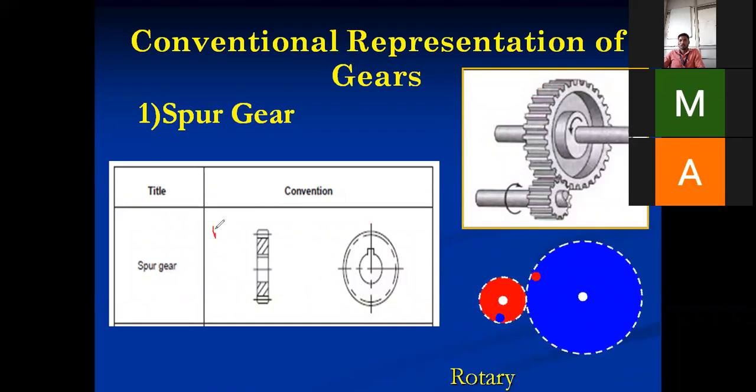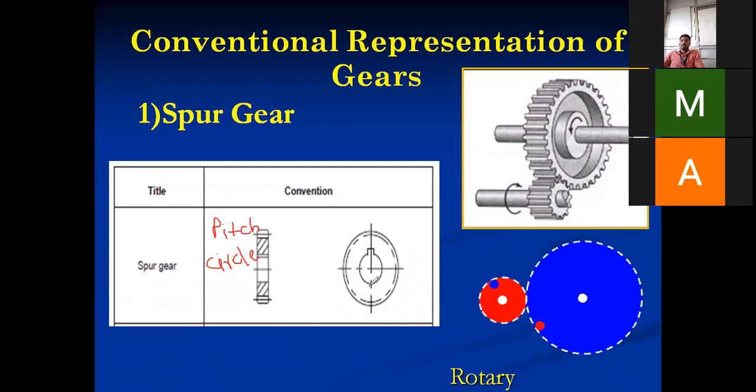Pitch, P-I-T-C-H. Pitch circle. You know the definition of circle. Pitch circle is an imaginary circle along which gear rotates.